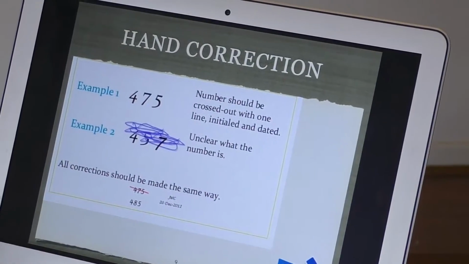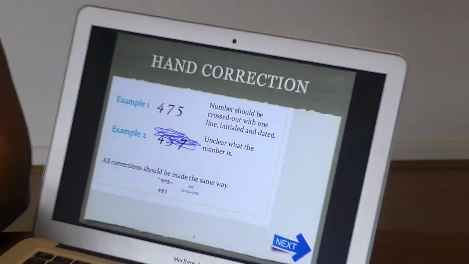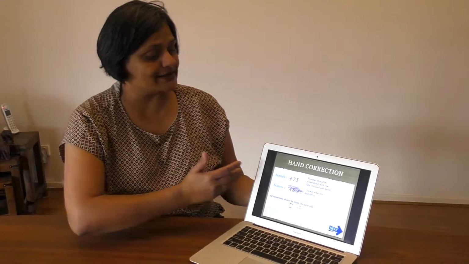Hand correction. Now, we are doing so many things in a day, and there is a chance of making errors when you are entering data by hand. So how do you correct this? There are examples, example one and example two. You just scribble it. Does it look good? No, it is not professional and it is not helpful. You can't use white ink or any tape to hide your data. You need to leave it so that a person can read what was wrong.